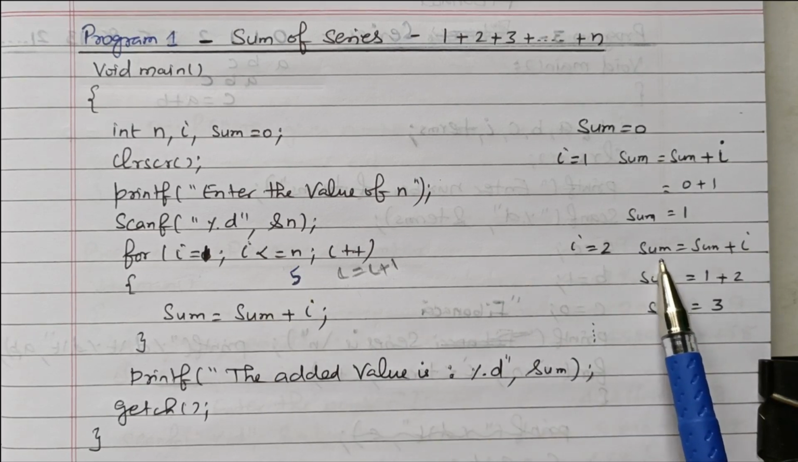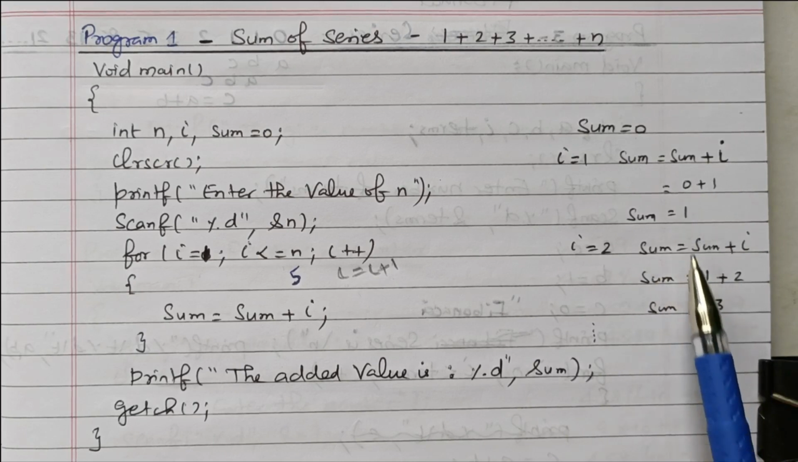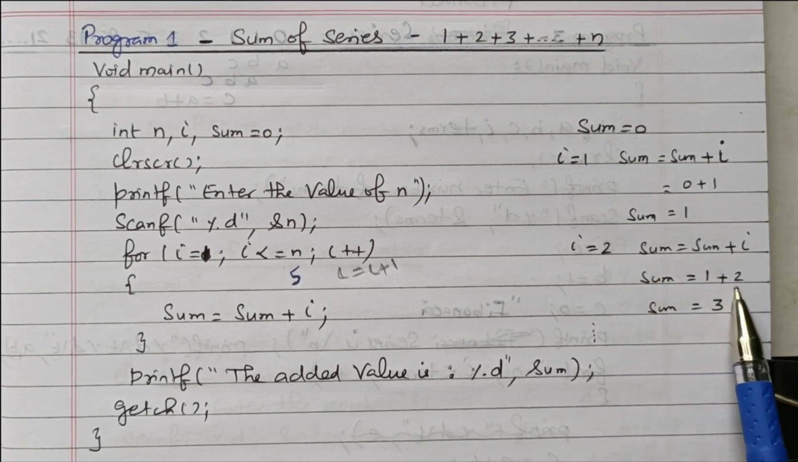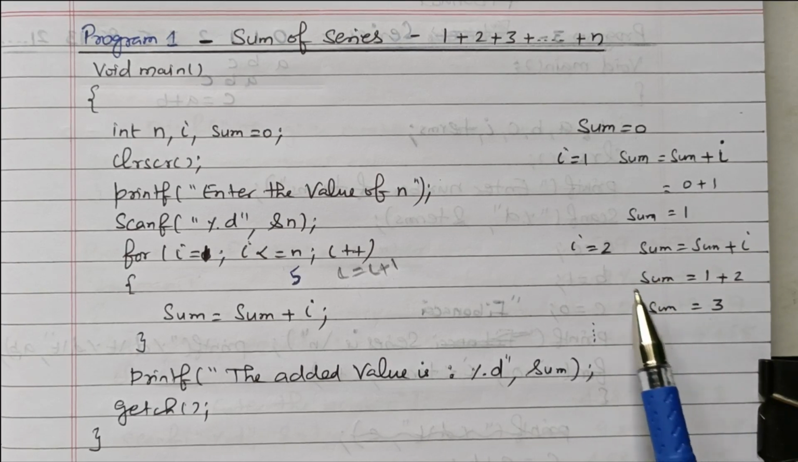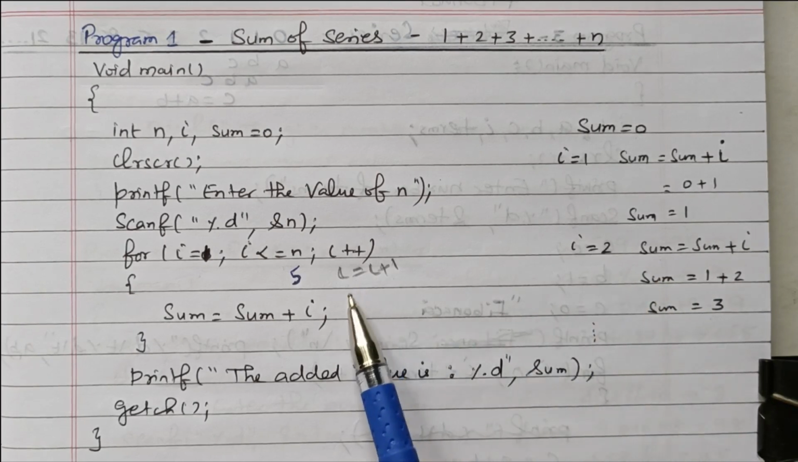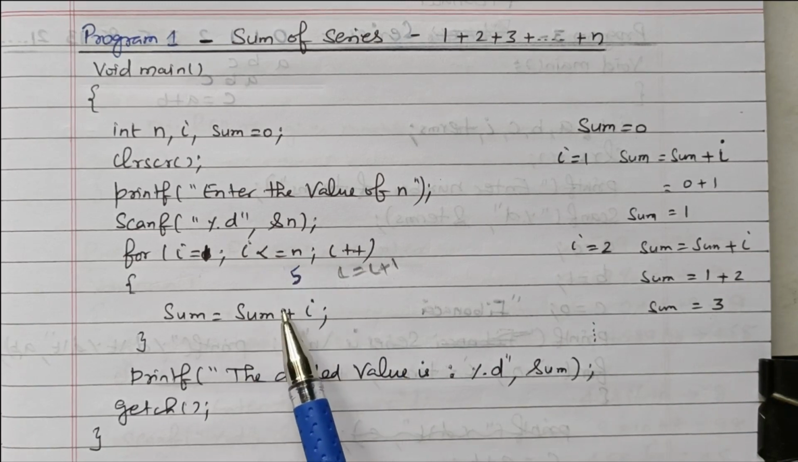Again it will execute sum equal to sum plus I. The sum is now 1. I is 2, so 1 plus 2, 3. Now the sum becomes 3. Again it will go to the increment. Like that it will go up to 5. For example, if we enter 5, it will go up to 5.